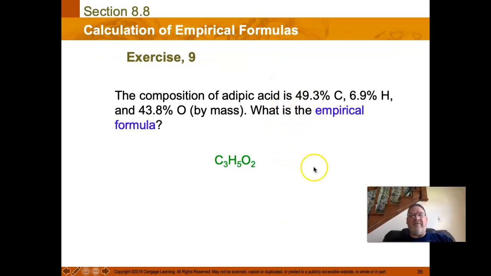And the same thing here. Now they've done all this work. They've given us the answer, C3H5O2. So what we need to do, again, you've got the percentages. Assume you have a 100 gram sample. So that means you've got 49.3 grams of carbon, 6.9 grams of hydrogen, 43.8 grams of oxygen. Convert each of those gram amounts to moles. Divide each of the mole amounts by the smallest mole amount. And then if you've got a decimal amount, multiply by the number that makes it a whole number, and you get your empirical formula.